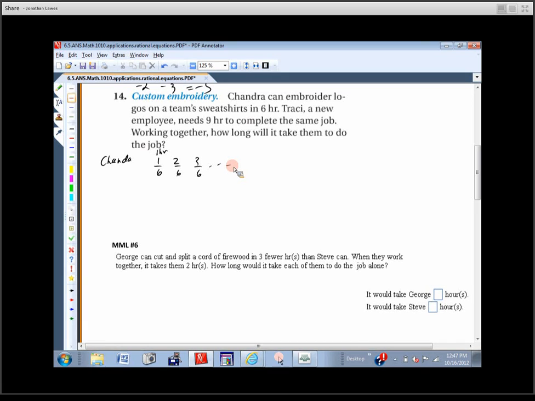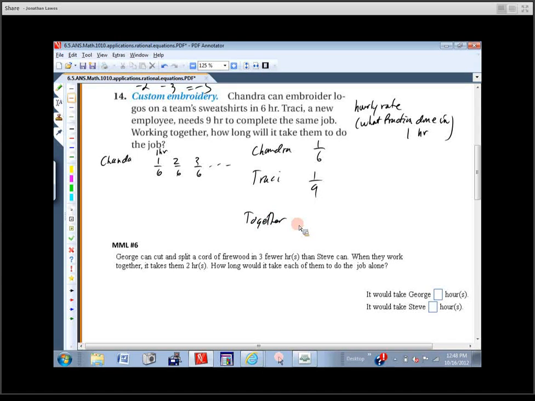So let's talk in terms of this. Hourly rate. What fraction of the job does the person get done? What fraction do they get done in 1 hour? So let's talk about Chandra. What is her hourly rate? 1/6. Okay. Let's talk about the helper, Tracy. She's going to help out. What is her hourly rate? 1/9. Okay, now, together.